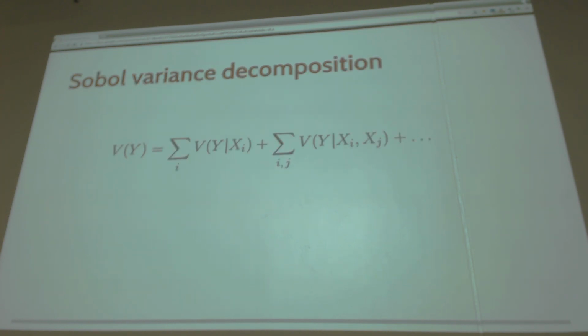So yeah, this is the most remarkable formula here, and it means that you can explicitly decompose the variance of the output of a model with any number of parameters. And again, in practice, it usually suffices to look at the first and second order terms, sometimes a little bit higher.